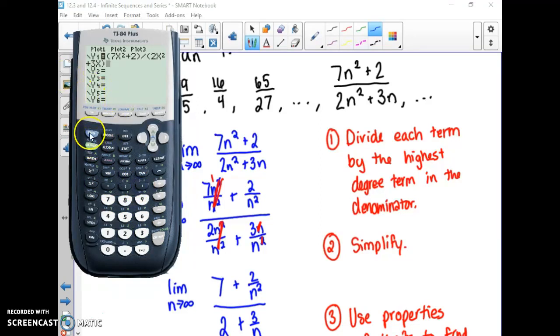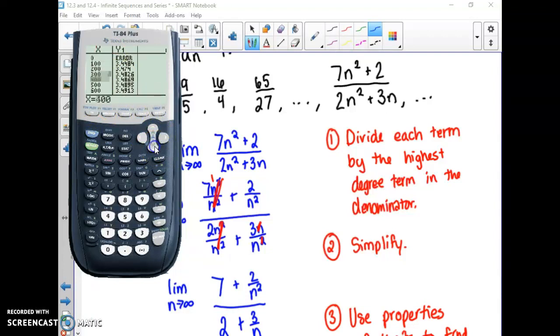And if we were to go look at the table, let's go back to our table step. Let's have this start back at 0. Let's actually have it go up by 100. We go to our table.